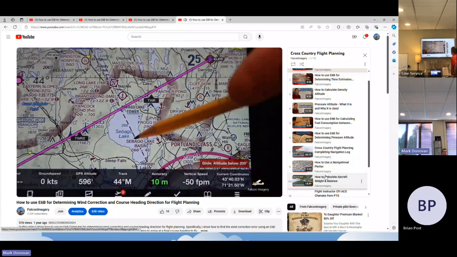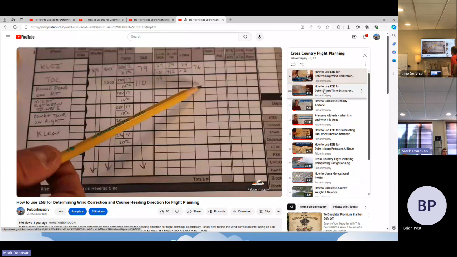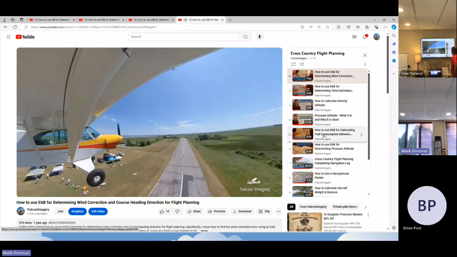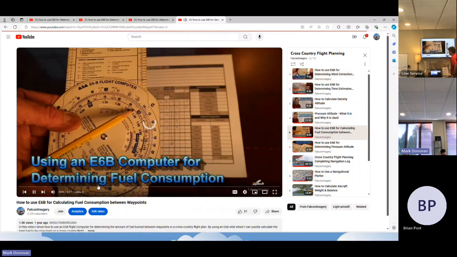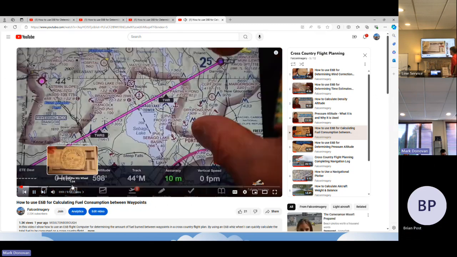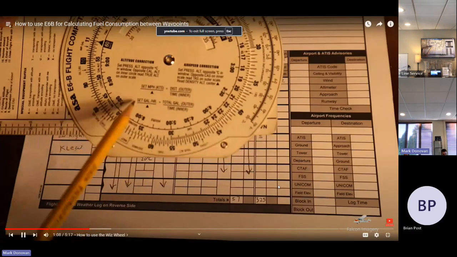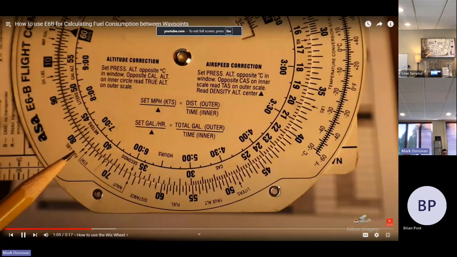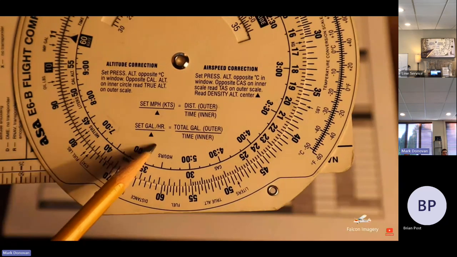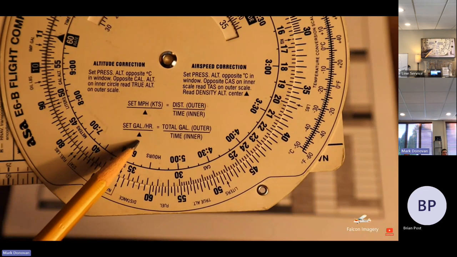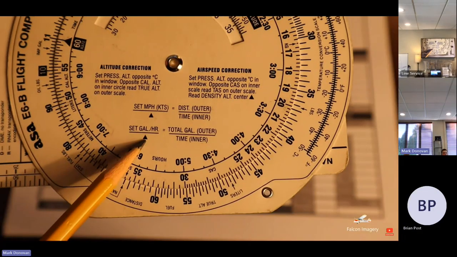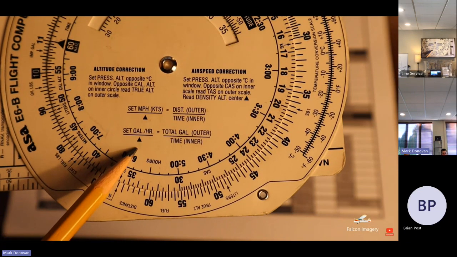Fuel burn. Here we have our E6B whiz wheel. What we want to look for is this bottom set of instructions where it says we've got a triangle here. We want to put the triangle underneath the gallons per hour burn rate that we're going to burn. In this case, we're going to be burning 8.5 gallons per hour in cruise.